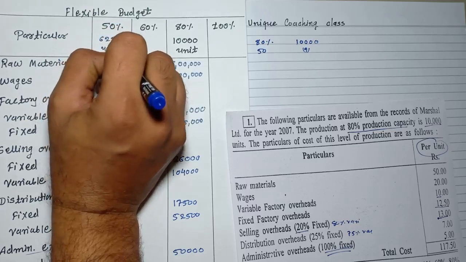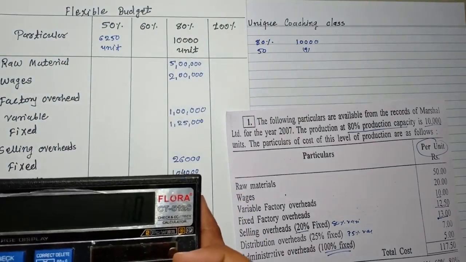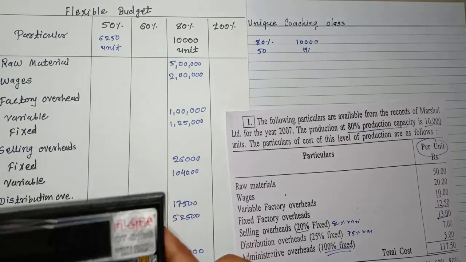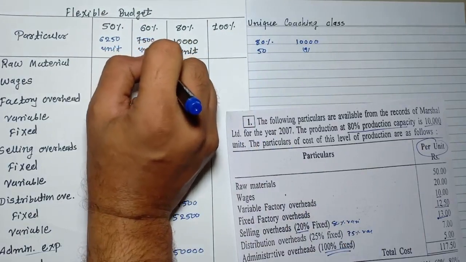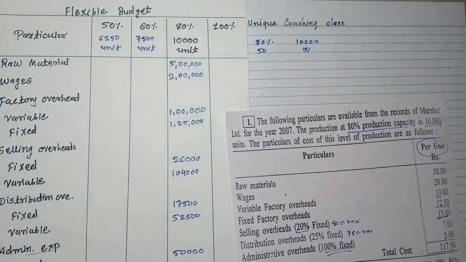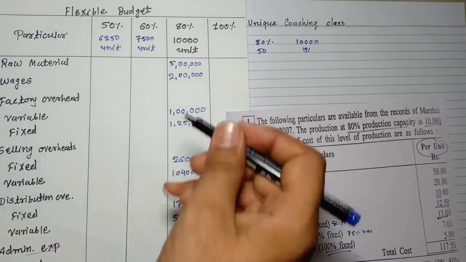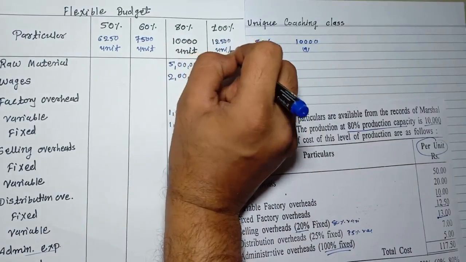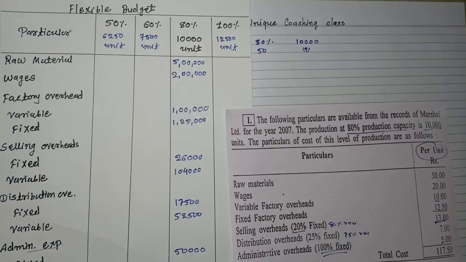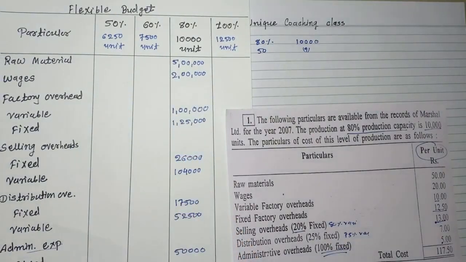6,250 units. Okay, the same calculation for 60%. So 60 into 10,000 divided by 80. It will be 7,500 units. Okay, and for the last, 100 into 10,000 divided by 80, it will be 12,500 units. Okay, now let's complete by finding out every expense.